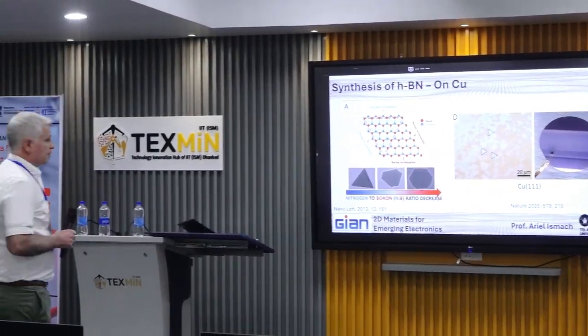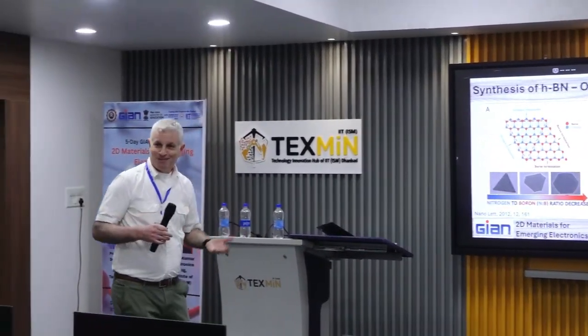And of course, again mimicking the growth of single layer, single crystal graphene on copper 111, as I told you before, people managed also to do the same for hBN. So now we have also a single crystal monolayer hBN on copper.